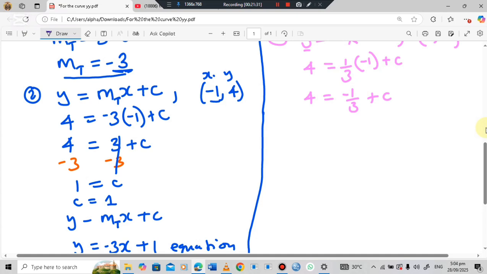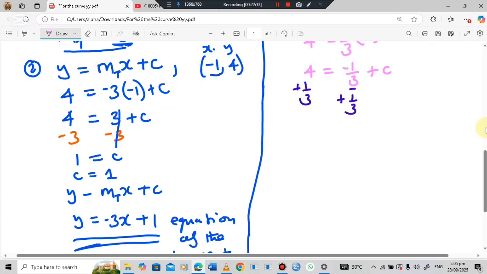To isolate c, in other words, to make c the subject of the formula, we are going to add 1/3 on both sides. We are adding because this is -1/3. To remove it, we do the opposite. All right. So we have 1/3 plus 1/3. Then here on the left, we are going to have 4 plus 1/3 is equal to, this has become a 0, is equal to c.